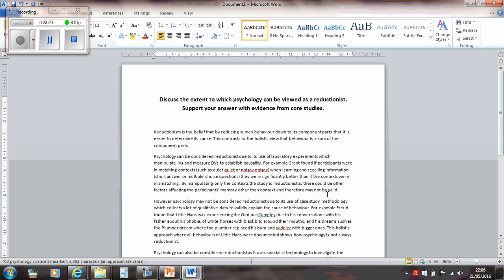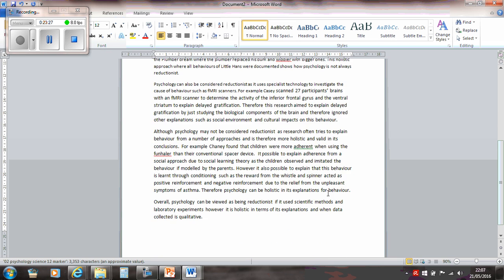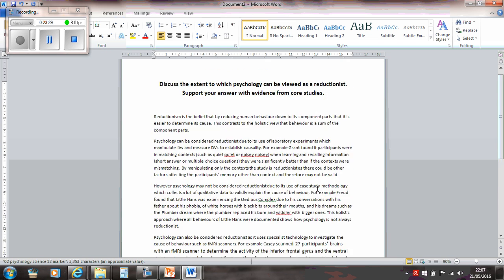So there you go, I'll put this on the Google Drive, and you can have a look at it, to give you an idea of how to answer the question. Obviously, this is if the question's really mean, which is unlikely because this is AS. It'll probably just be what are the strengths and weaknesses of viewing behaviour in a reductionist way, but just in case, it is.